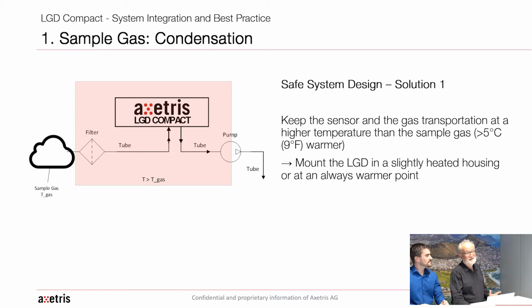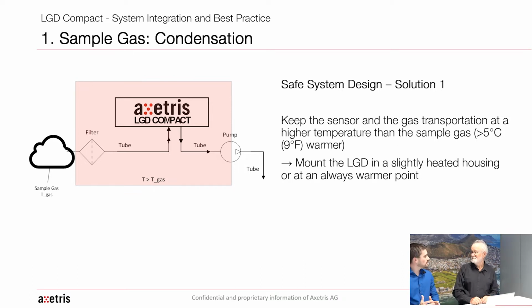The most simple system is just the LGD Compact plus a filter and a pump, and you take care these parts are warmer than the dew point of your sample gas. And we would recommend to keep the sensor in the area, in this case, where you measure, and to put it in a warm corner, or to mount it inside a housing, and the energetic losses of the Compact will heat up this compartment a bit. That's enough. That might be okay.